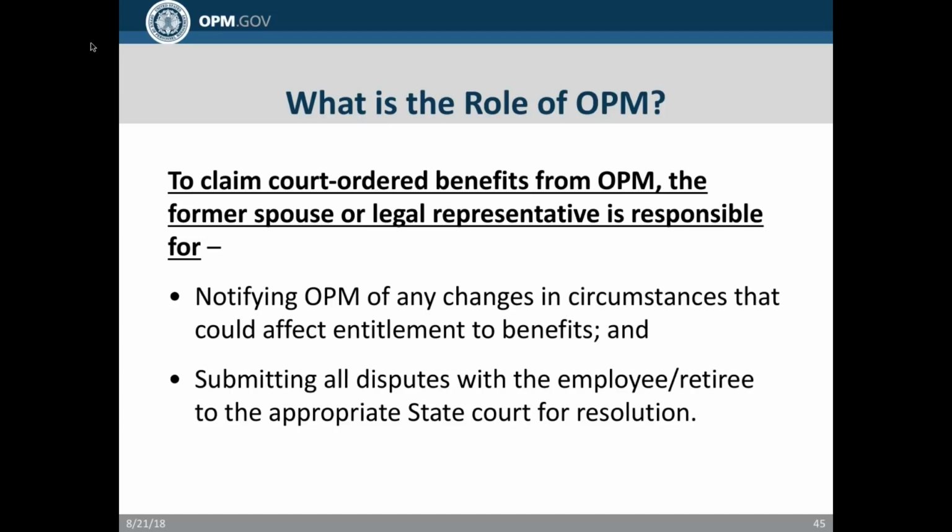Also, we need the claim court order benefits from OPM. The former spouse or legal representative is responsible for notifying OPM of any changes in circumstances that could affect entitlement to benefits and submitting all disputes with the employee retiree to the appropriate state court for resolution. If there's any circumstance that would change, such as a remarriage or death, it's important to get that marriage certificate, and it's important for the former spouse to inform us that they have remarried, because it may change their benefits.